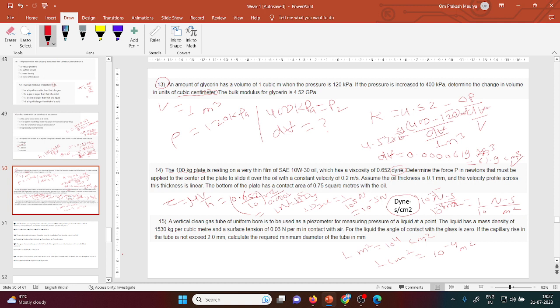Into 2 by 0.0001. This is the shear stress. You will get the shear stress when you calculate, that is 1304 Newton per meter square.